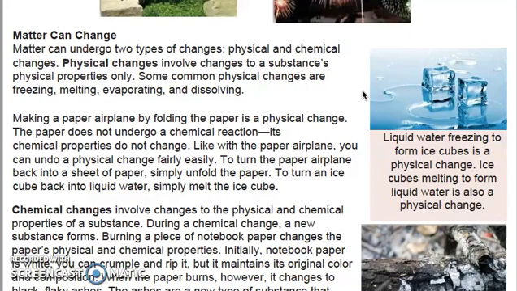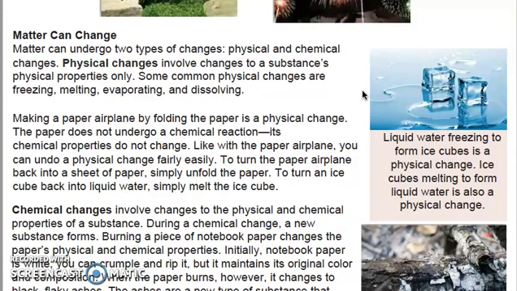Think about that with states of matter. With water, solids are ice, liquid is the water, and gas is the evaporation. Sometimes we think of that as steam. Making a paper airplane by folding the paper is a physical change. The paper does not undergo a chemical reaction. Its chemical properties do not change.